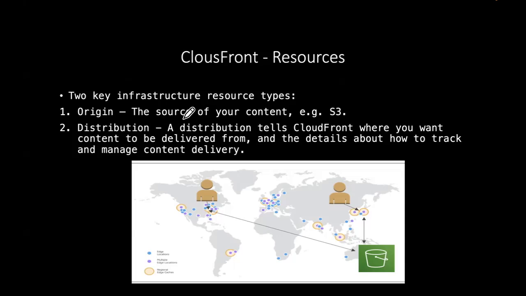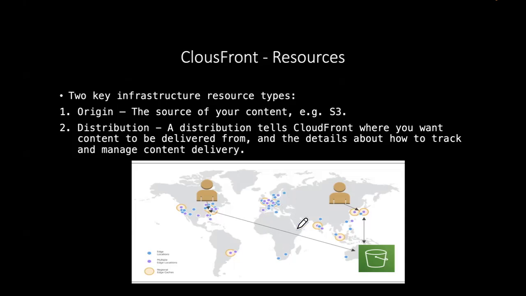So just to read it, a distribution tells CloudFront where you want your content to be delivered from. We link up our distribution with our origin, so that tells us where to get the actual content from. But it also gives the details about how to track and manage the content delivery. So it does all of that low-level heavy lifting for us.